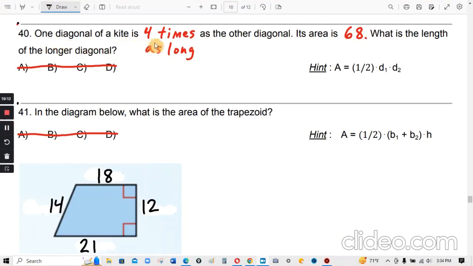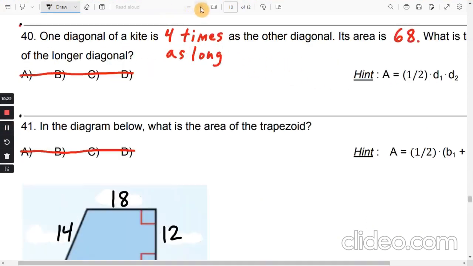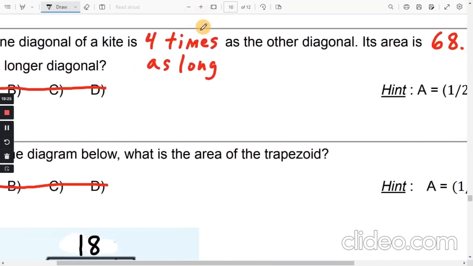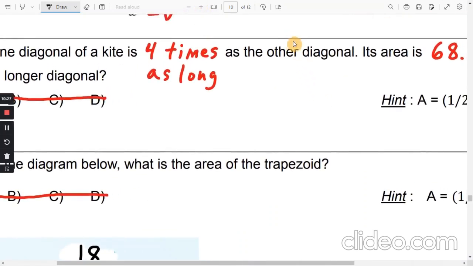One diagonal of a kite is 4 times as long as the other. Its area is 68. What is the length of the longer diagonal? Okay, area for the kite is 1/2 d1 times d2. And it says one diagonal is 4 times as long as the other. So we can let the other diagonal equal x. And if the first diagonal is 4 times as long, that's going to be 4x. All right, so D1, the first diagonal, is 4x, and D2 is just x. It's 4 times as long, so if this one's x, this is 4 times x.